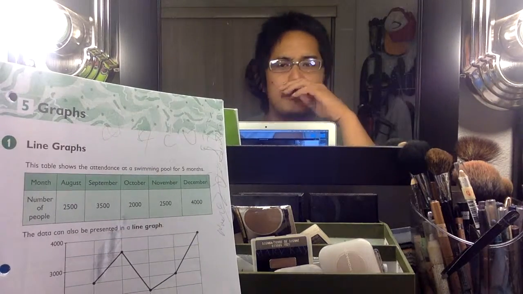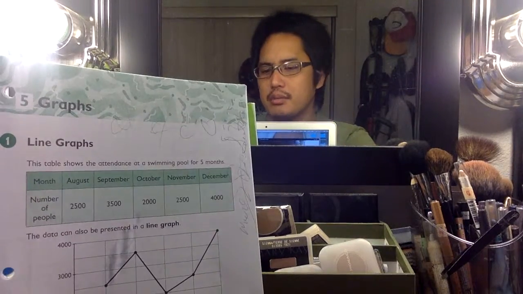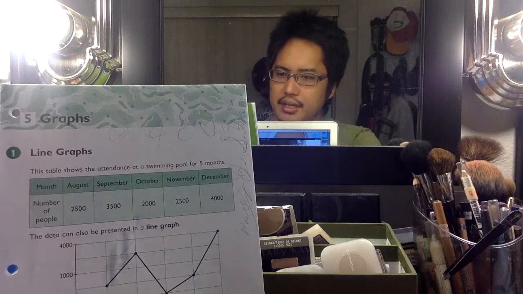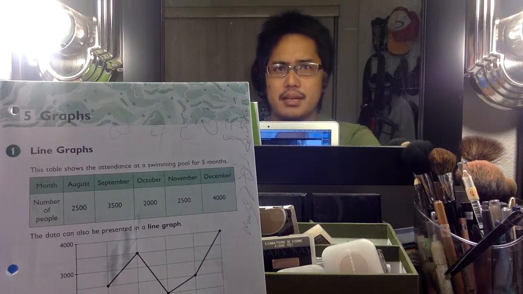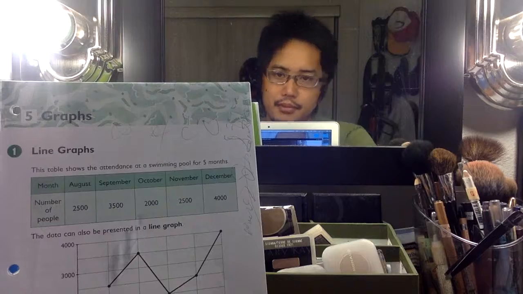This kind of doesn't make sense to me because, if it's a swimming pool, you figured that it would be the least amount in December because that's when it's coldest. But what are you going to do?